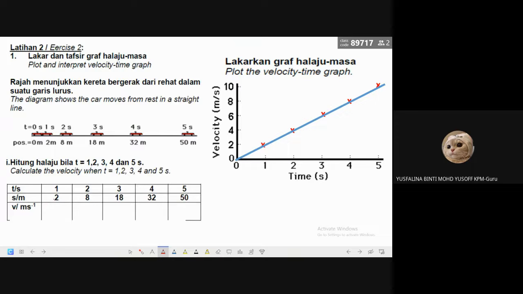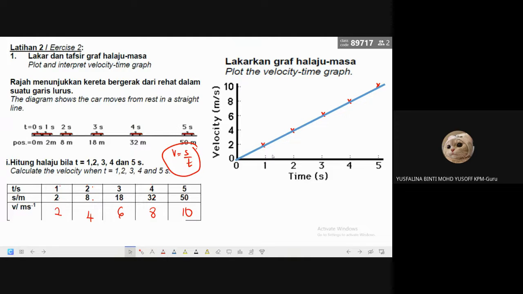So 2 divided by 1, 8 divided by 2 is 4. This is the basic formula that you need to remember. s is the displacement, time is 1. So 2 divided by 1, 8 divided by 2, 18 divided by 3 is 6, 32 divided by 4 is 8, 50 divided by 5 is 10. Okay, then you plot the graph.